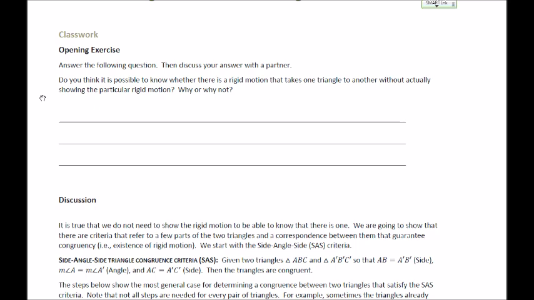So for example, if you have two triangles that you know all 3 sides and all 3 angles are congruent, even without saying the rigid motion, you know that they must be congruent to each other based on all the sides and all the angles being congruent.